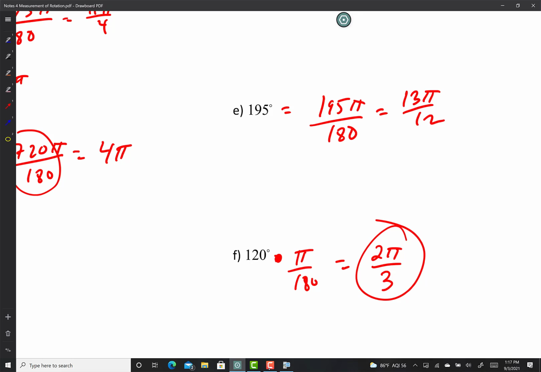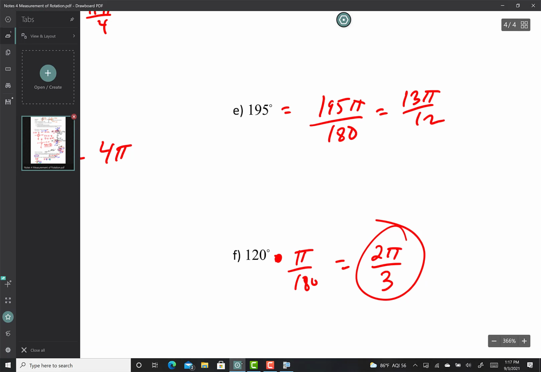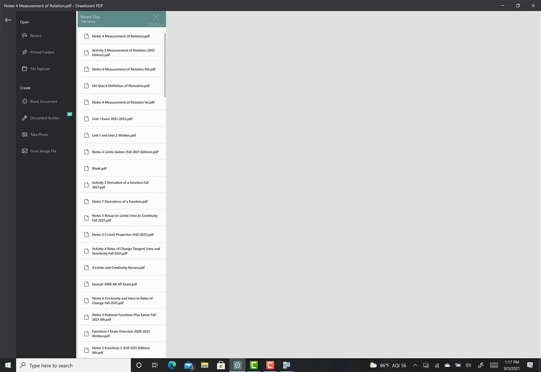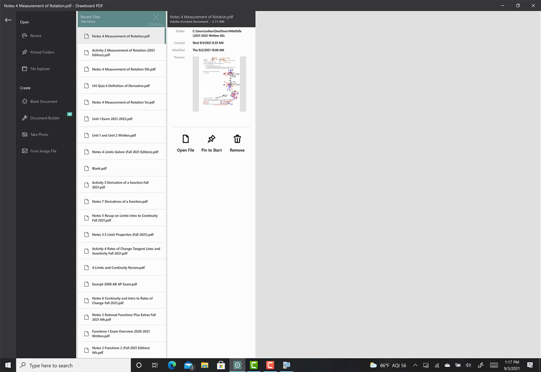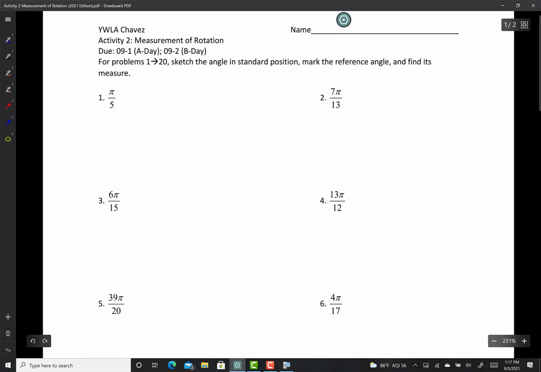So let's go to the activity. And let's do all the odd ones together. Activity. Open. All right, here we go. We're going to do all the odds. It says sketch the angle in standard position, mark the reference angle, and find its measure. So that just means find the reference angle. Mark the reference angle and then find the angle.